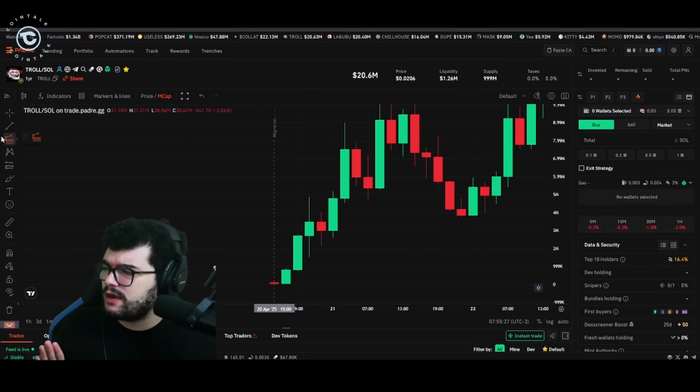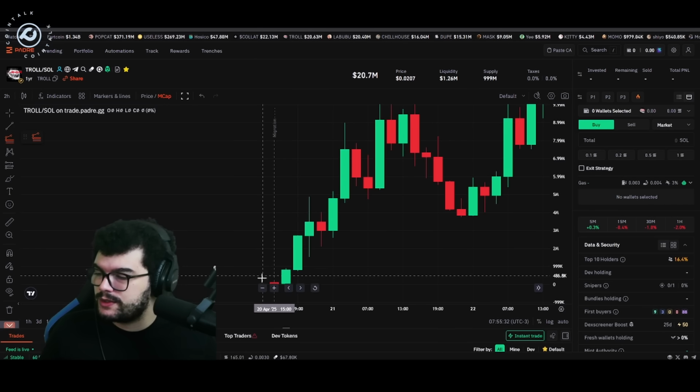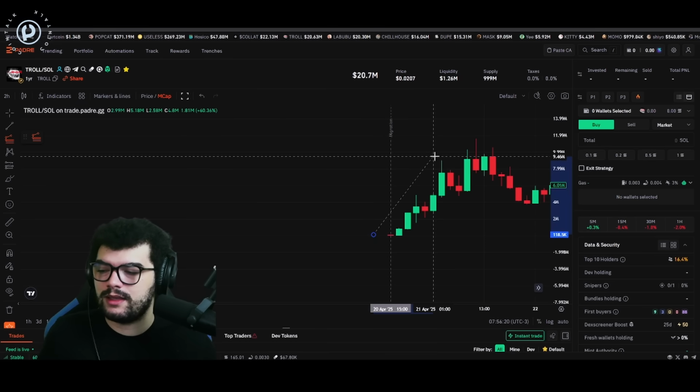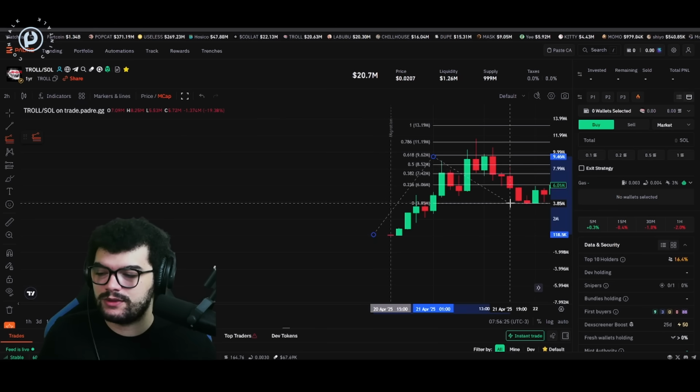So let's do it. Here we are. We click right here, trend-based fib extension. I put a start because I'm always using it. So the start of the move, it was right here at 118. The candle close here at the top was 9.47, and then the bottom of the move was 3.85.